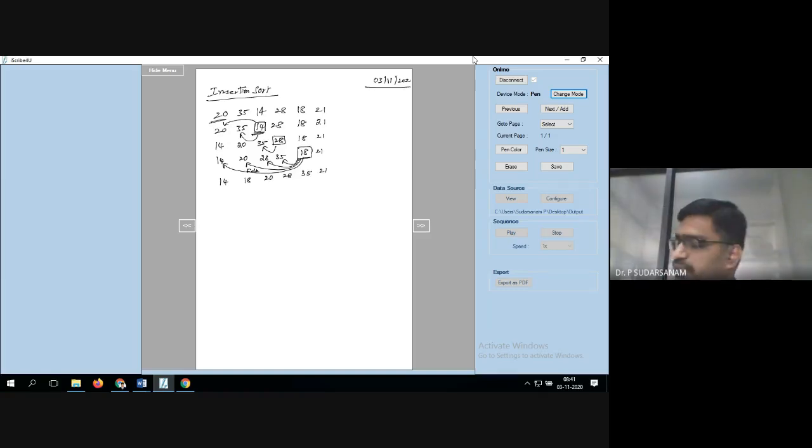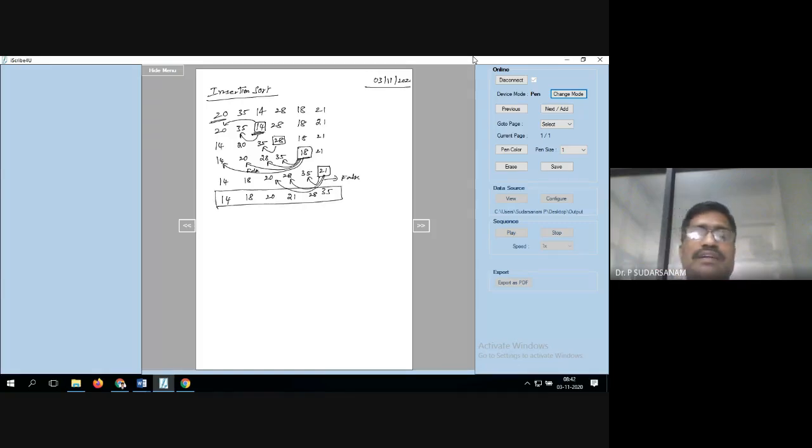Now 21 is to be compared with these values. With 35 the condition is true, so 35 will be moved. Now 21 and 28 are checked, and 28 is the bigger element, so it moves to the next location. Now 21 and 20 will be compared and the condition becomes false. In this case, 21 will be copied here. The remaining values you copy as they are. This is the sorted order.